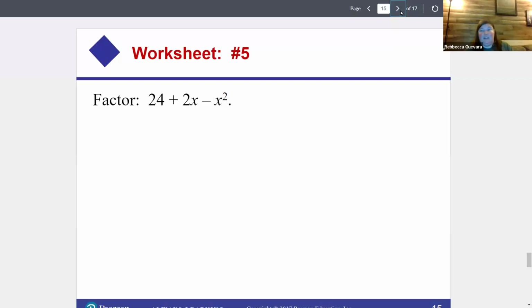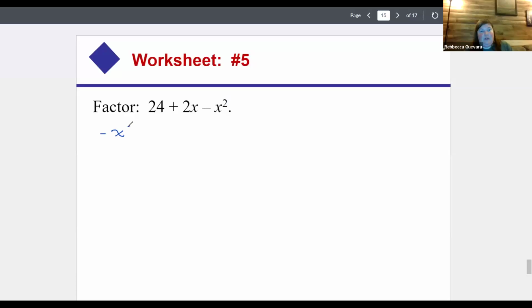So this one also has a little trick to it. I have to write these in order of power. And the problem is we have this negative out front. So when we want to get rid of a pesky negative, what we're going to do is essentially factor it out. If I factor out a -1, it's kind of like you divide everything by -1, we get x squared minus 2x minus 24.